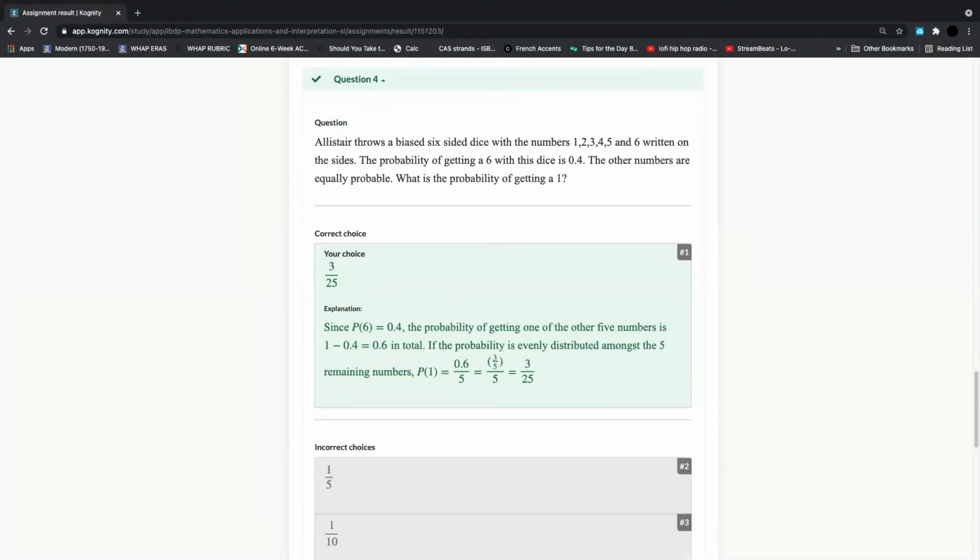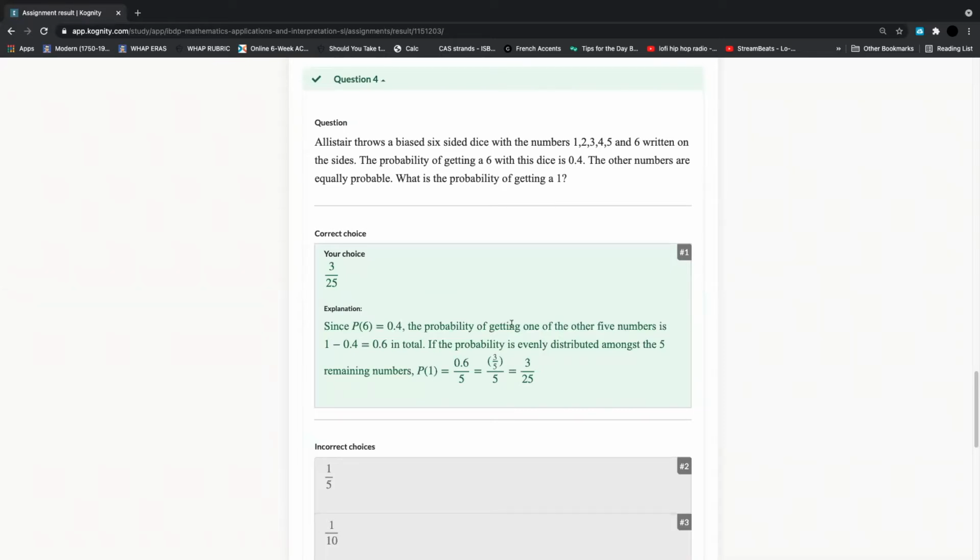Okay. Question number 4. Alistair throws a biased 6-sided dice with the numbers 1, 2, 3, 4, 5, and 6 written on the sides. The probability of getting a 6 with this dice is 0.4. The other numbers are equally probable. What is the probability of getting a 1? So I solved it kind of differently than what is shown over here. So I'm going to walk through my process.